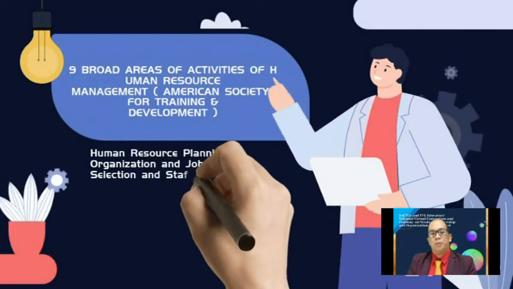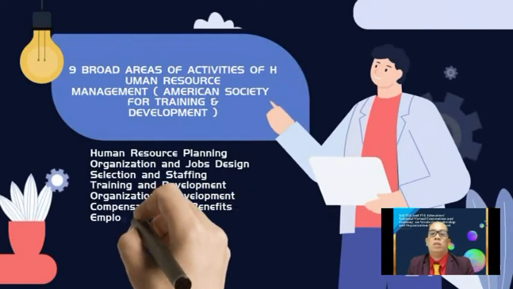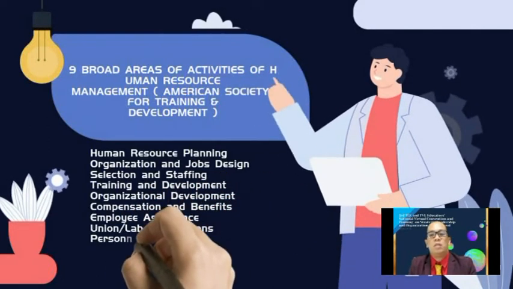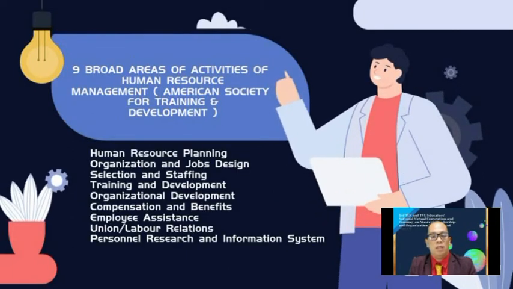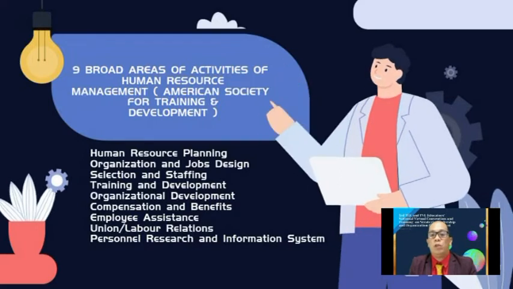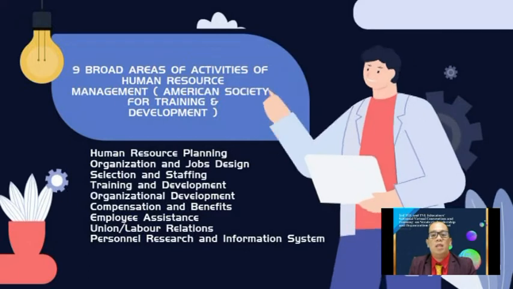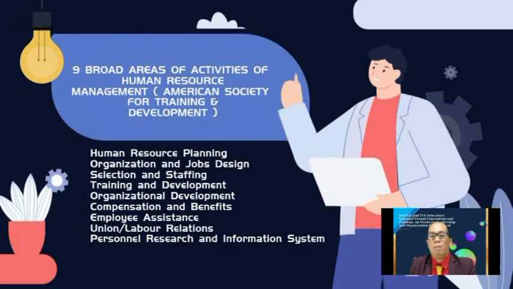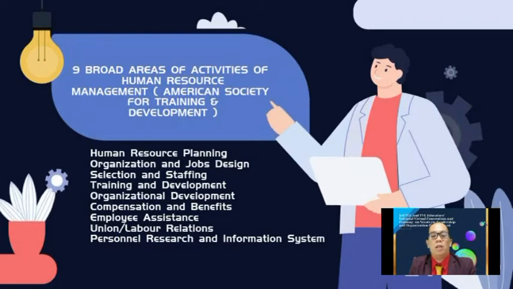Now we'll be talking about the 9 broad areas of activities of human resource management. According to the American Society for Training and Development, there are 9 identified broad areas of activities. Number 1 is human resource planning, followed by organization and job design, selection and staffing, training and development, organizational development, compensation and benefits, employee assistance, union labor relations, and personnel research and information system.